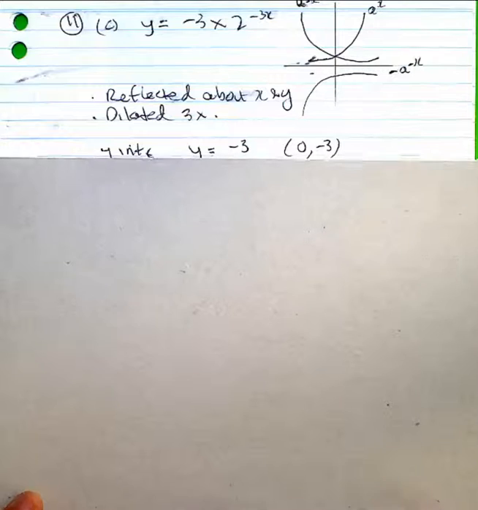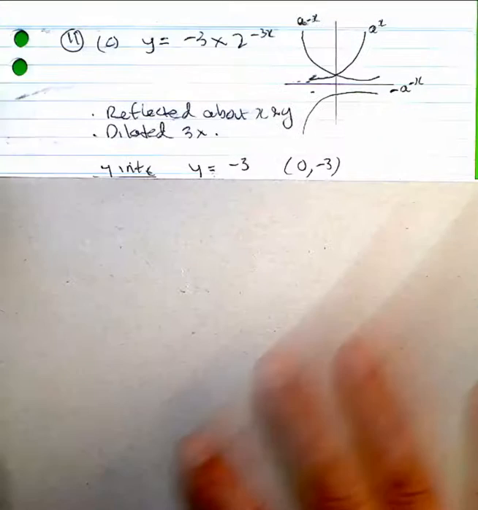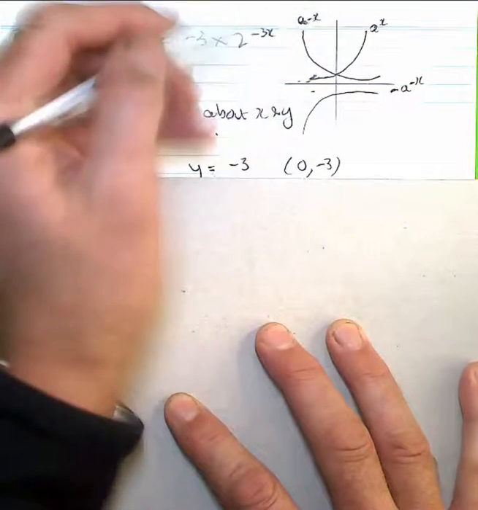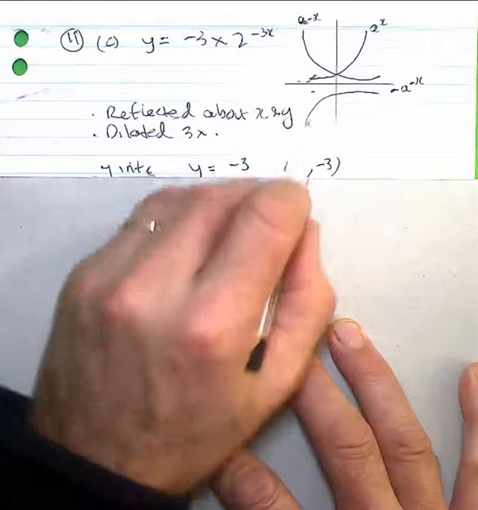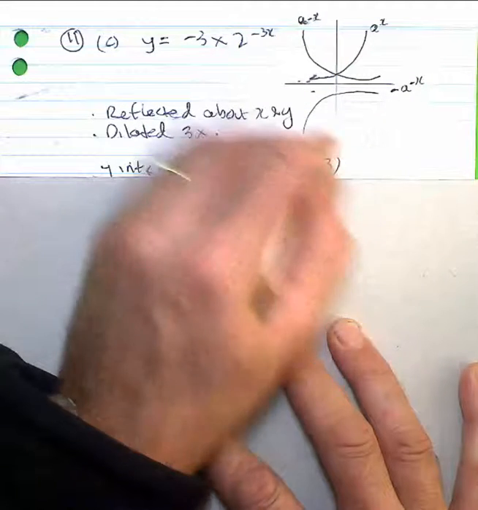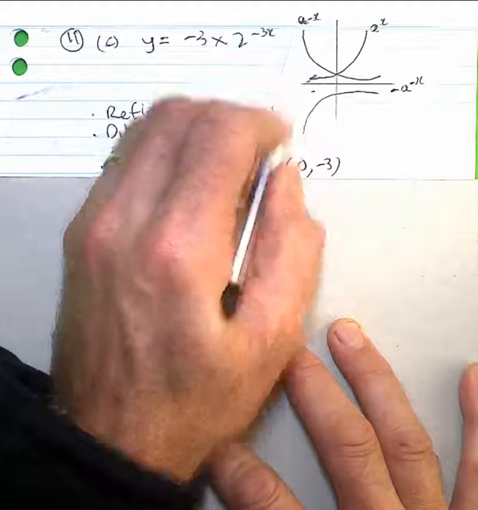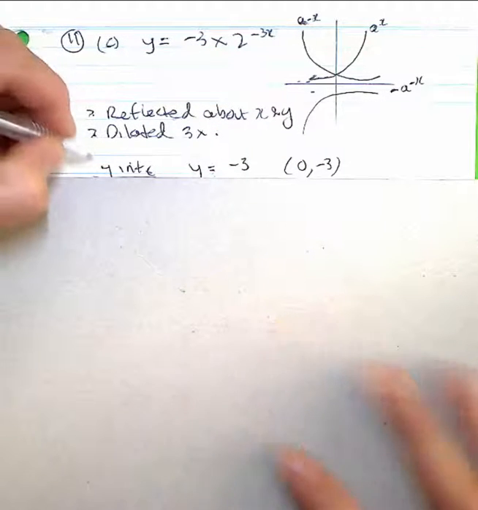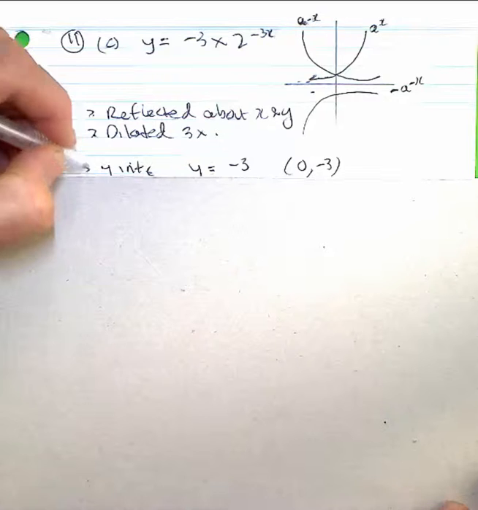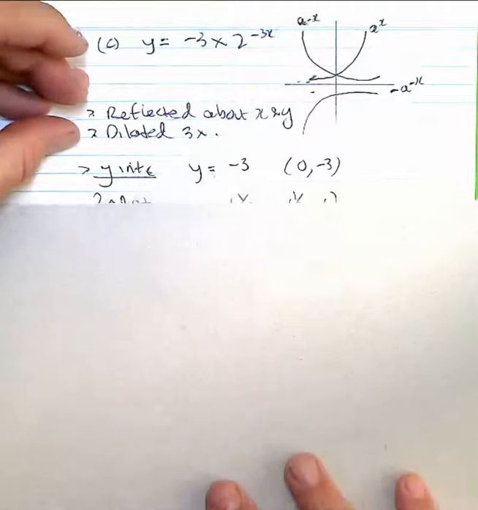Looking more quickly at 11c, you can see how we've got the a to the x, a to the negative x is reflected in the y, and in turn, this is reflected in the x, the opposite of a to the minus x. So reflected around the x and y, it's going to be dilated 3 times. Finding the y-intercept gives me negative 3.